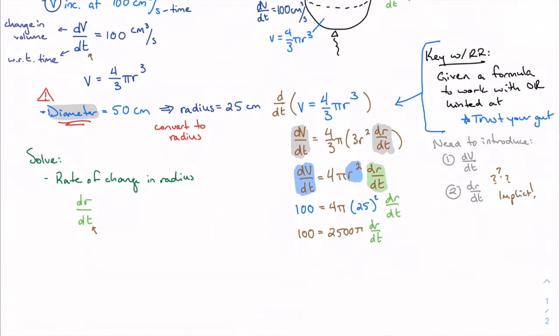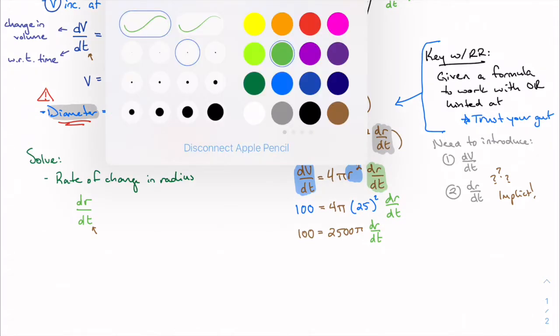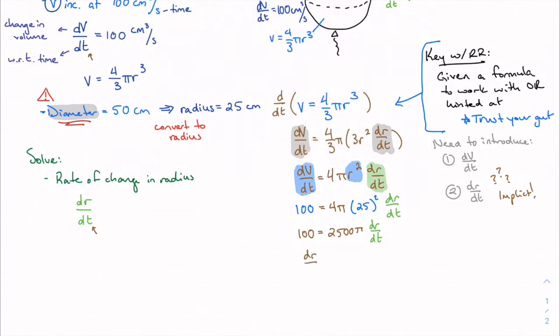Which is great. I'm just going to solve for dr by dt, so divided by 2,500 pi, and I get approximately 0.126. And of course, my units are important. My units are centimeters. Remember, I'm sticking with that IB rule of 3 significant figures. Always important in application problems with rounding.